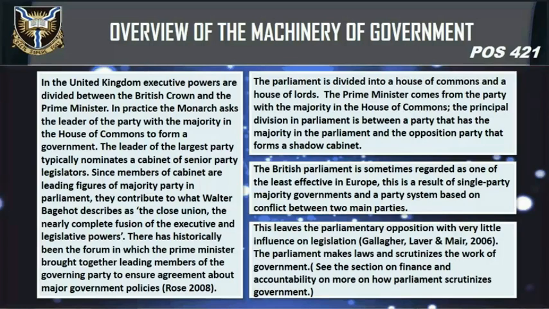The British Parliament is sometimes regarded as one of the least effective in Europe. This is a result of single-party majority government and a party system based on conflict between two main parties. This leaves the parliamentary opposition with very little influence on legislation.